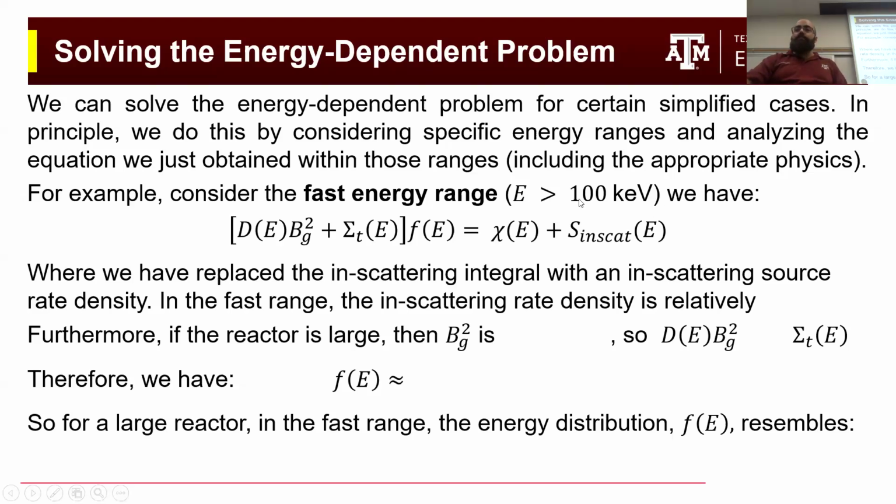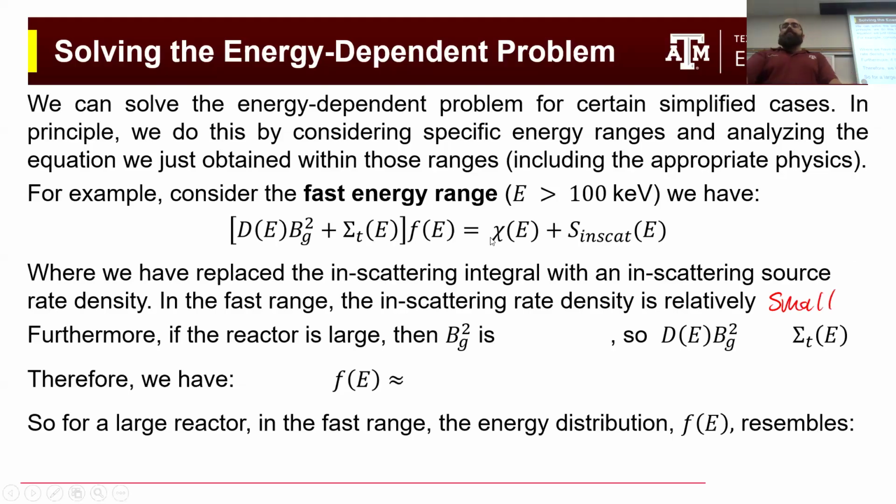But if we're in the fast range where the energy is above 100 keV, those neutrons are moving so fast that there's basically nothing they would collide with that would add energy to them. They would pretty much only lose energy in collisions at that energy. So in this energy range above 100 keV, in-scattering basically doesn't happen, because neutrons would have to be colliding with something much more energetic than them to get kicked into that even higher energy group. So that in-scattering rate density is going to be relatively small.